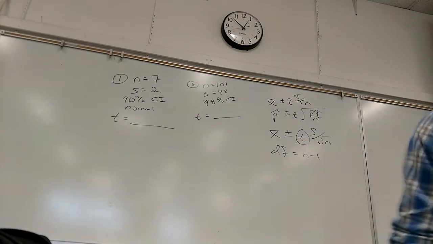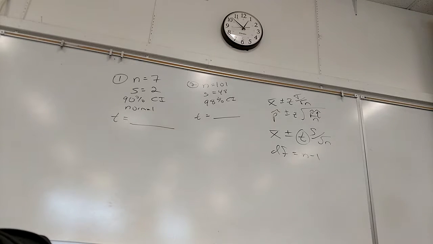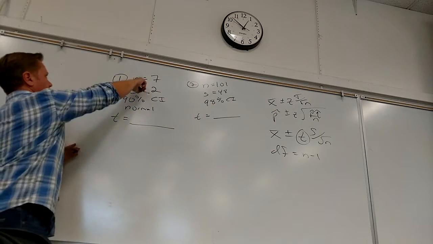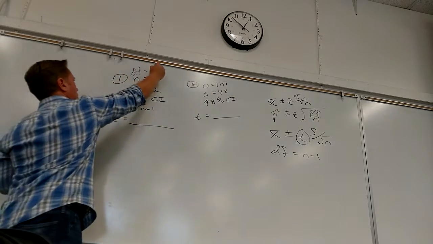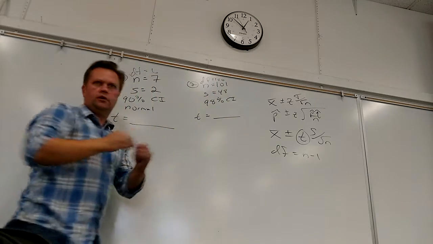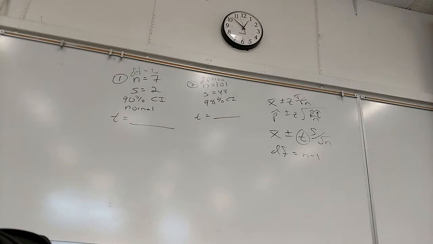All right, let's take a look here. What's the degrees of freedom for this guy? Six. Yeah. For this guy, 100. Now, in general, you'll notice, let me just say something in general here. Say a degrees of freedom of 66, like a sample size of 67.